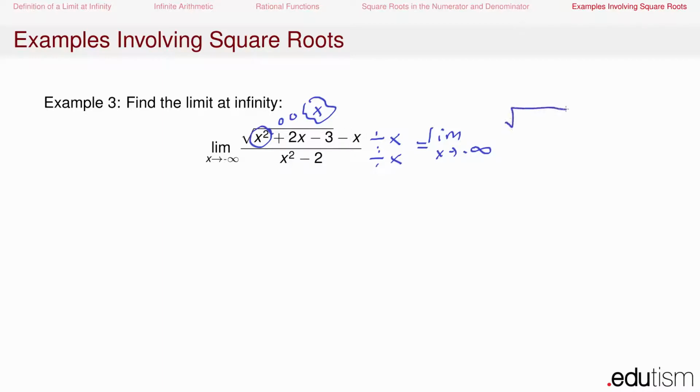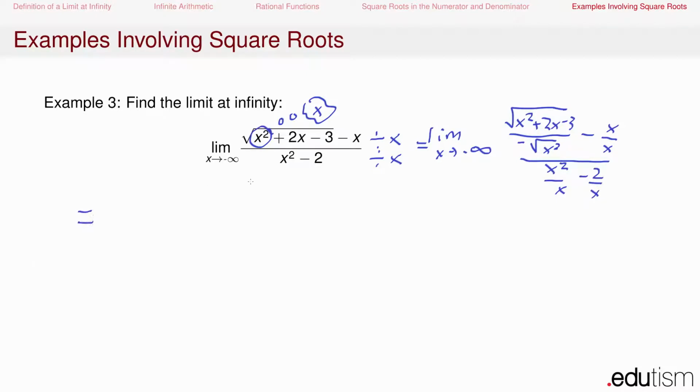When we divide the square root of x by x, rather than dividing it by an x in the form of an x, we're going to divide it by an x in the form of the negative of the square root of x squared. Again, remember, this thing here, negative square root of x squared, is just another way of writing x when x is a negative number. We're going to divide this x by x. On the bottom, we're going to divide the x squared by x, and we're going to divide the 2 by x.